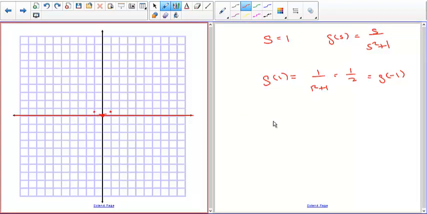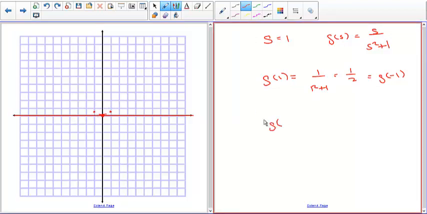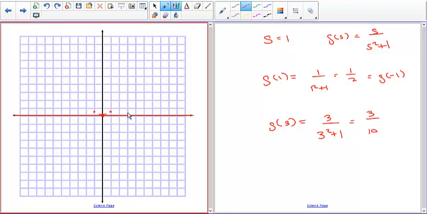Let's do g of, let's pick like 3. g of 3 is going to be 3 over 3 squared plus 1, which is 3 over 10. 3 squared is 9. 9 plus 1 is 10. So that's 3/10, which is less than a half. So we got 1, 2, 3. 3/10 is about right there. And same thing about right there.